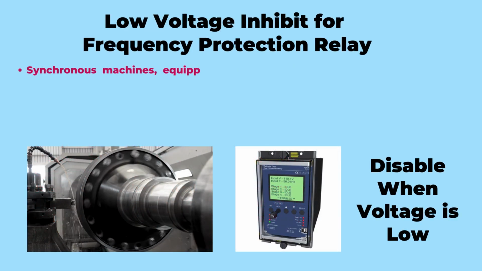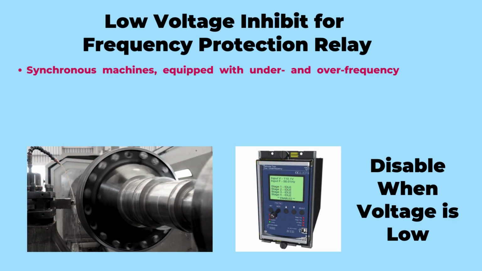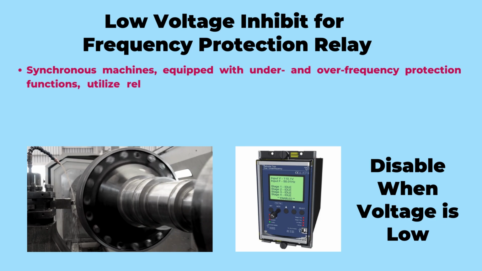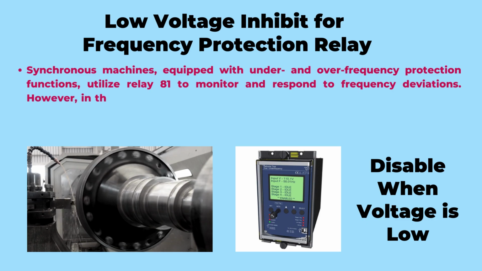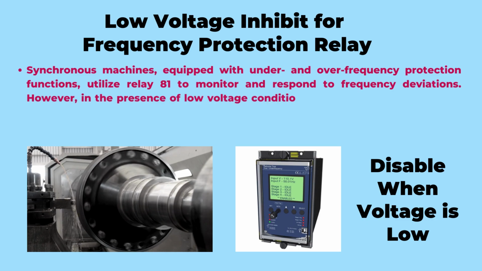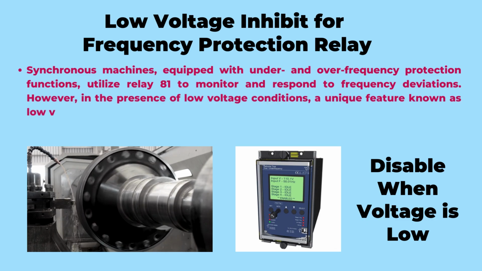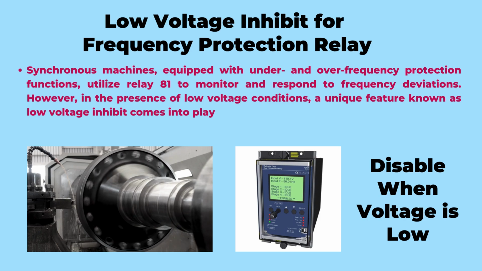Another method is the implementation of low-voltage inhibit for frequency protection relays, which plays a crucial role in safeguarding both synchronous machines and inverter-based resources. Let's delve into the details. Synchronous machines, equipped with under- and over-frequency protection functions, utilize Relay 81 to monitor and respond to frequency deviations.